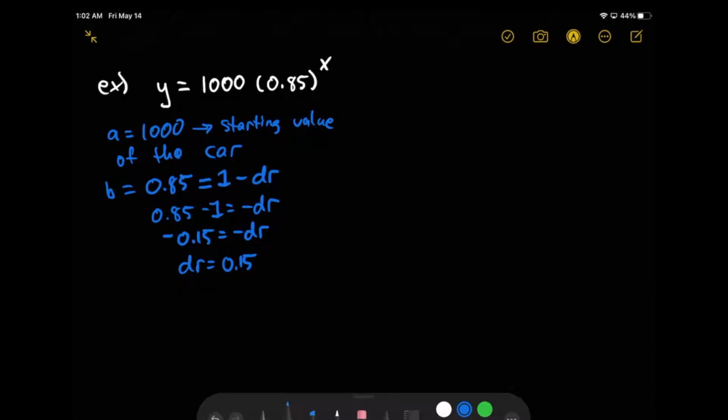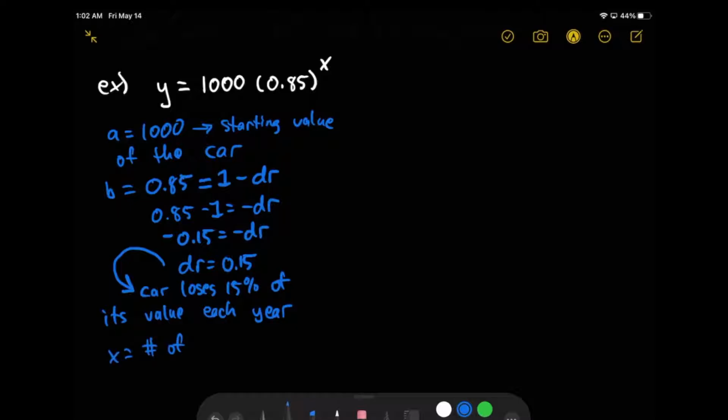So let's describe that in words. You don't need to do all this work every time you have a question like this. But we're just learning about this, so I want to show as many steps and describe as much as possible. So the car loses 15% of its value each year. And x is just going to be the number of years that have passed. So that's what our equation means. Hopefully you'll get a feel for understanding that.